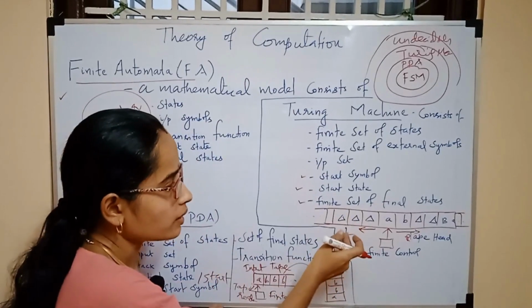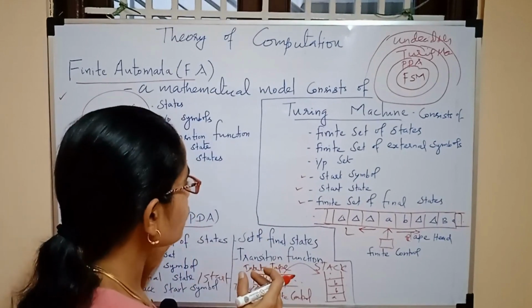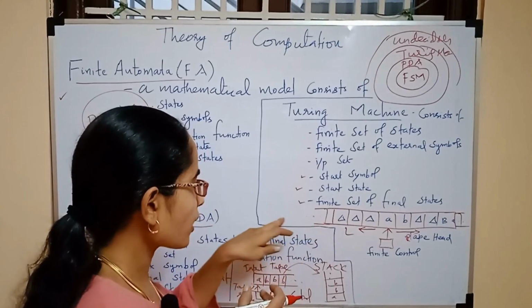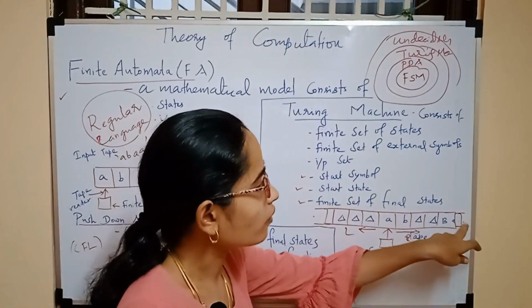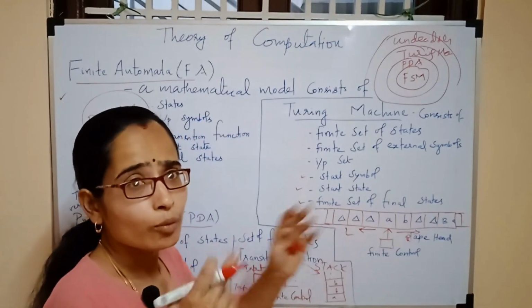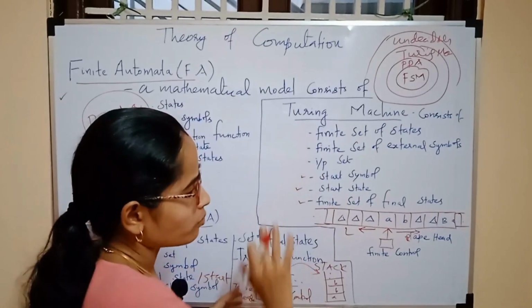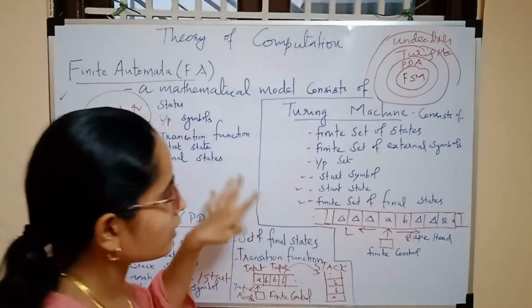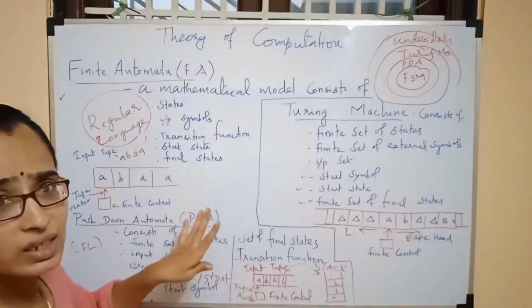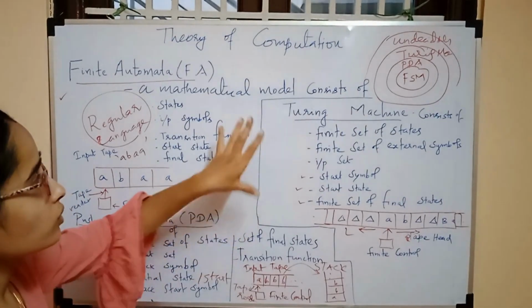Which means that you can do more operations compared to push down automata and finite automata. Here you have an infinite number of places, which means you can come up with more logic. That's what the Turing machine is. The Turing machine is that powerful. When we build a mathematical model, we'll discuss everything in detail in the upcoming lectures. I hope you have got some idea about these three things.